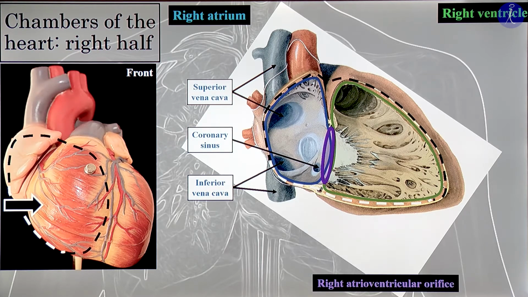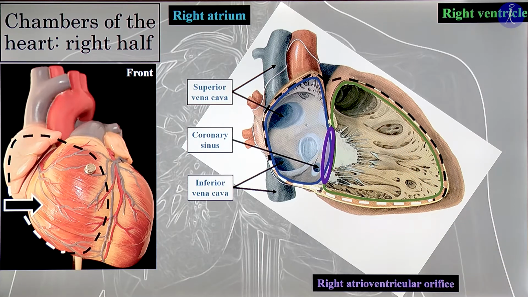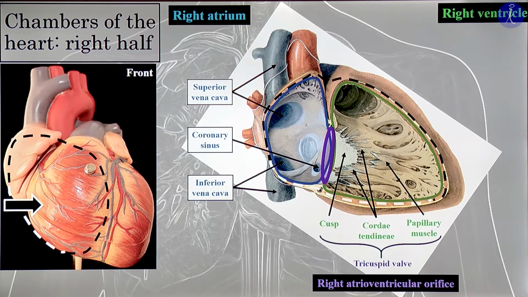And to reach from the right atrium into the right ventricle, we need to pass the right atrioventricular orifice. In this orifice we have the tricuspid valve, which has three portions: cusp, chordae tendineae or tendinous cords, and papillary muscle. Later we will talk more about that. And we can also see here the beginning of the pulmonary trunk itself.